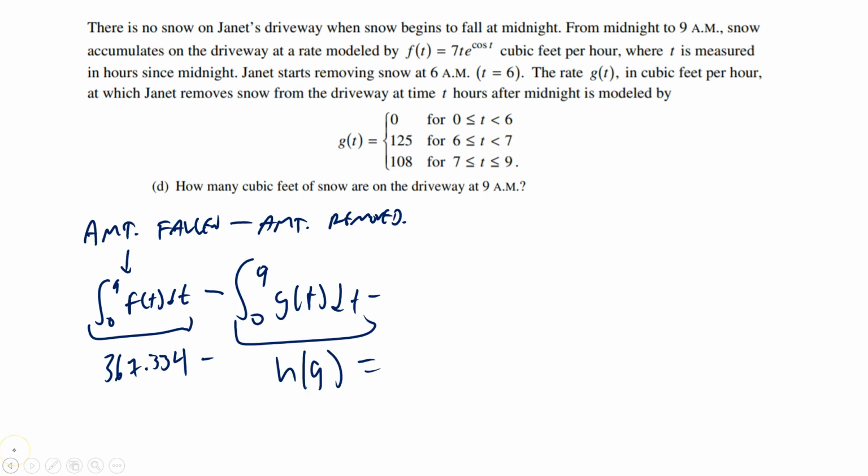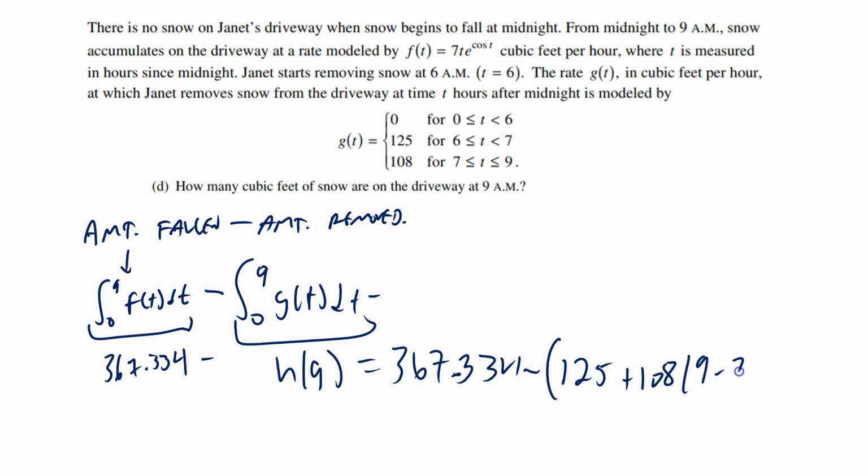So they want to know how much has been removed from the driveway by 9 a.m., which is going to be just h of 9, the way that we defined h, because that's the amount of snow that has been removed. So h of 9 we can just do by plugging into our function. So it's going to be 367.334 minus, this was 125 plus 108 times 9 minus 7. Okay, so she's moved 125 by 7 a.m., and then she has 2 hours of shoveling at 108, so we multiply that by 2, and we should be able to figure this out.